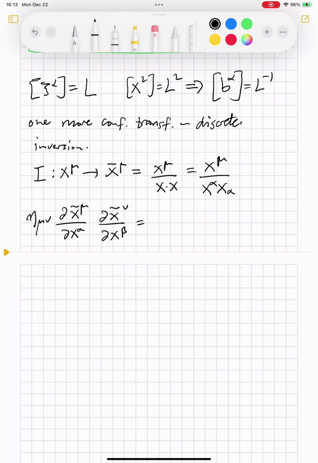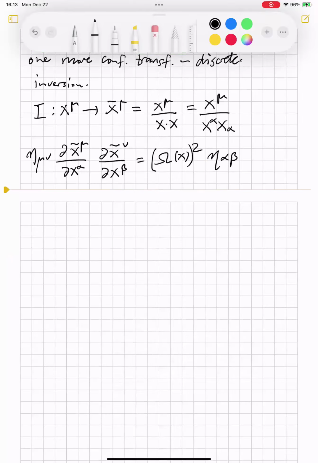So we wrote this as omega of x squared times eta alpha beta. Is that equation satisfied? If it is, then we do indeed have a conformal transformation. Now, if I take d by dx alpha acting on x tilde mu, what is this equal to?